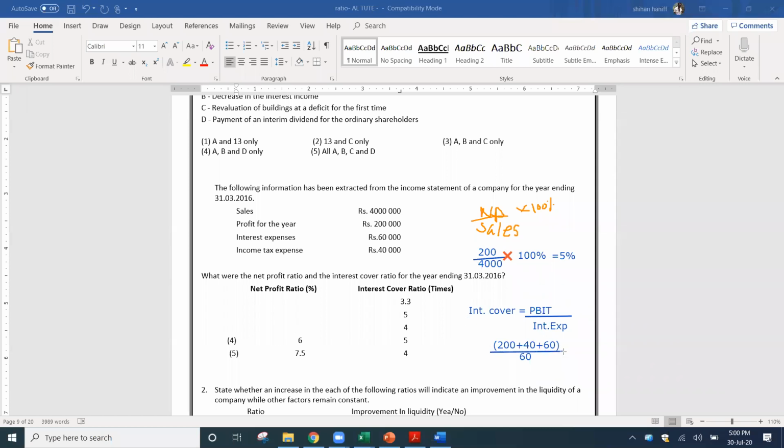So here the answer is 5. Net profit ratio is 5%. Interest cover ratio is 5. Okay.